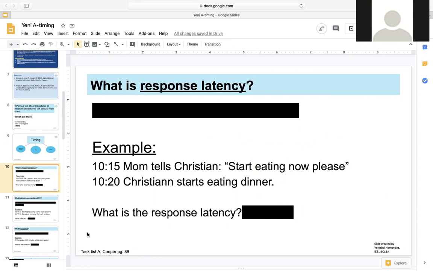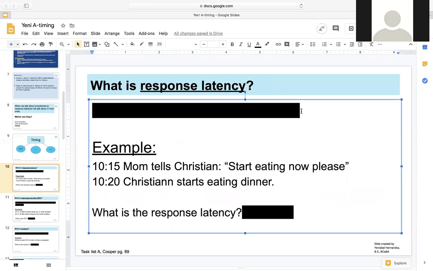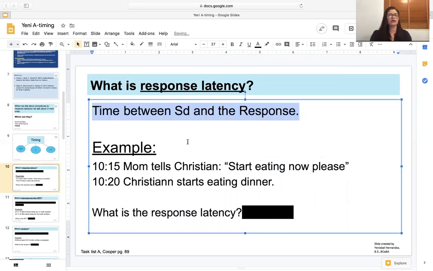Isn't it the time between you give the SD and when the child responds? So the duration between the antecedent stimulus and the response, the beginning of the response. I believe you said it almost as the way I wrote it. So it's the time between SD and the response, right? And here we have an example to make it easier.